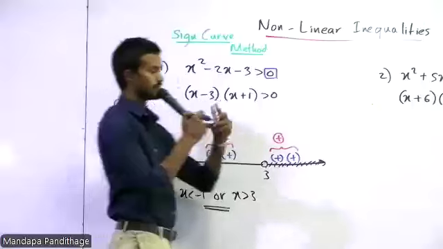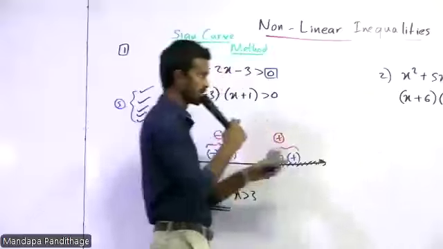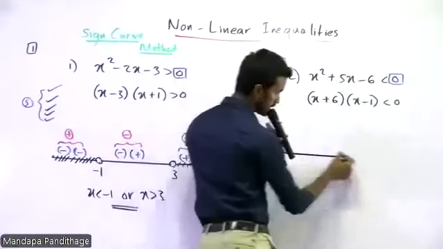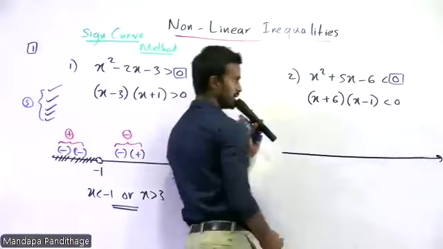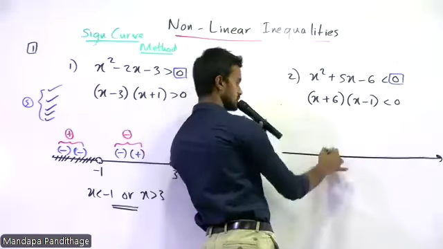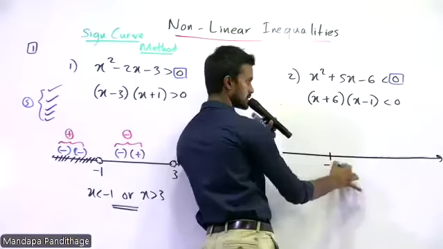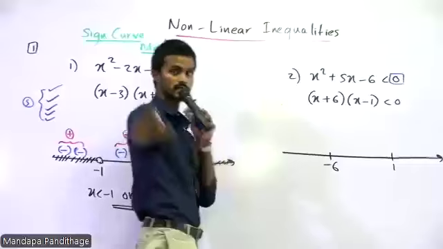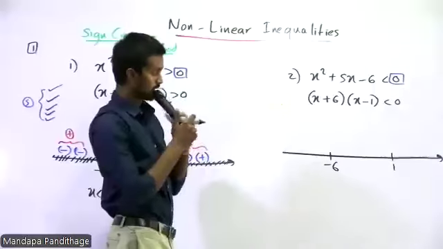So I'll repeat the same here. Take a number line and mark the values that make each factor 0. This becomes 0 at x equals minus 6. This equals 0 at x equals 1. Again, let's do it. I need the answer.